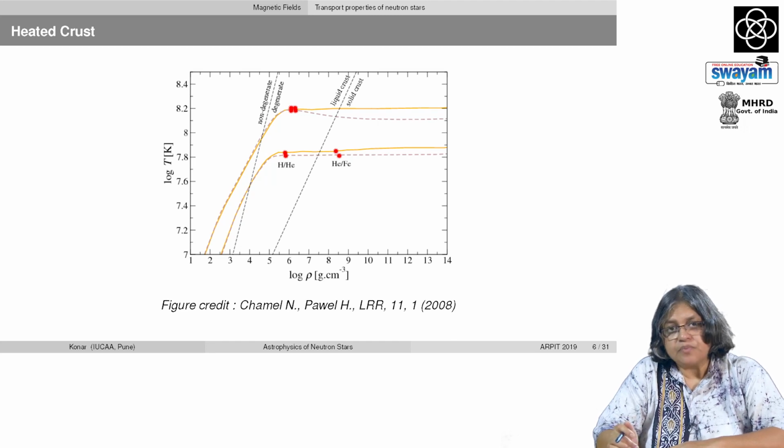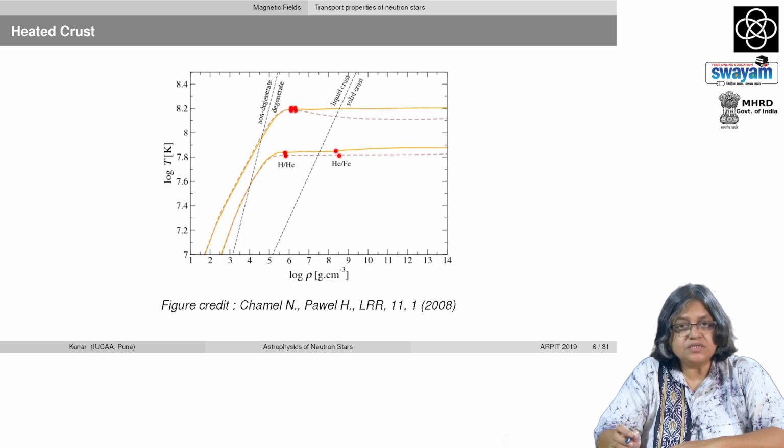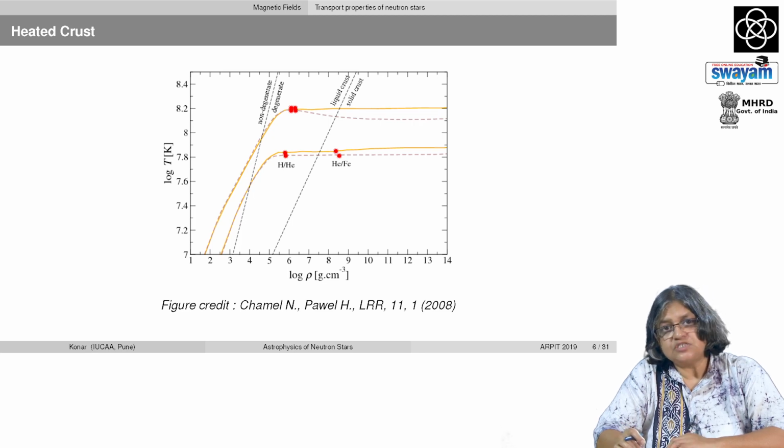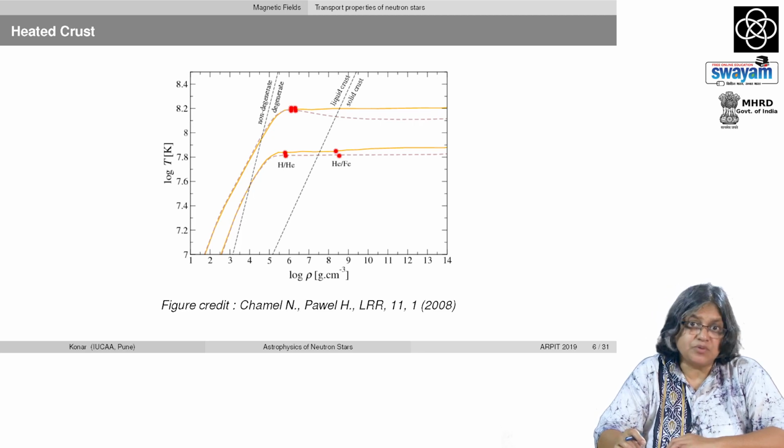Now, this is a thermal profile, the temperature profile of a heated crust, an accretion heated crust. This is showing temperature as a function of density, and you see that the temperature rises very sharply from the envelope region and then stabilizes over the entirety of the crustal region. But this happens only if there are no impurities present.